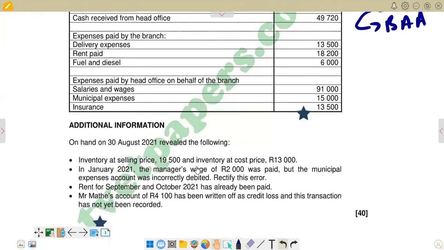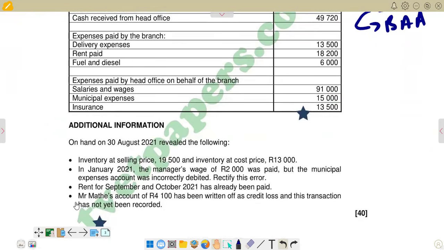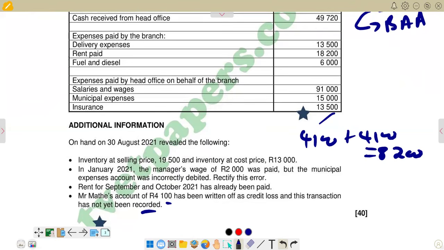So if you come here on additional information, we see the last item saying Mr. Met's account of 4,100 was written off as a credit loss, and this transaction has not been recorded. So it means it has not yet been recorded. We take what we are given in the list of balances, then we add the one that was not recorded to get the total. So basically 4,100, then we add another 4,100. If you add 4,100 plus 4,100, we are going to get 8,200. So here we have 8,200 that we are going to put on the debit side of the profit or loss. So we come here.